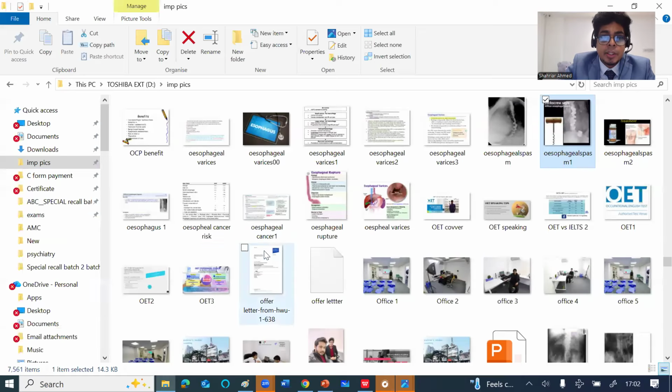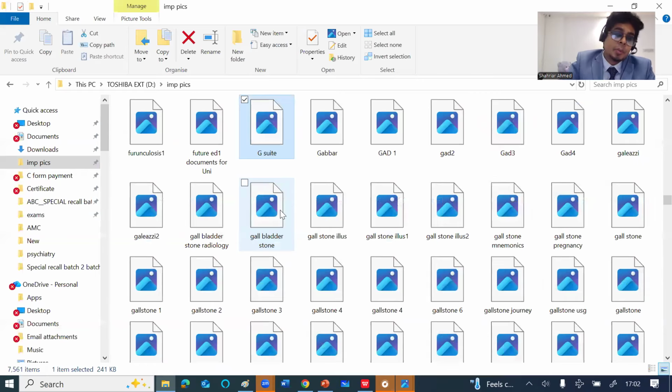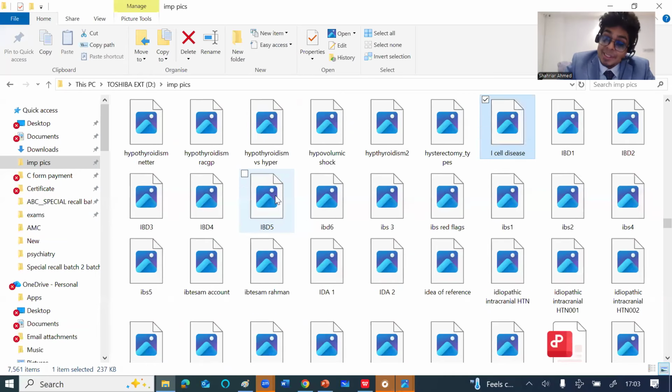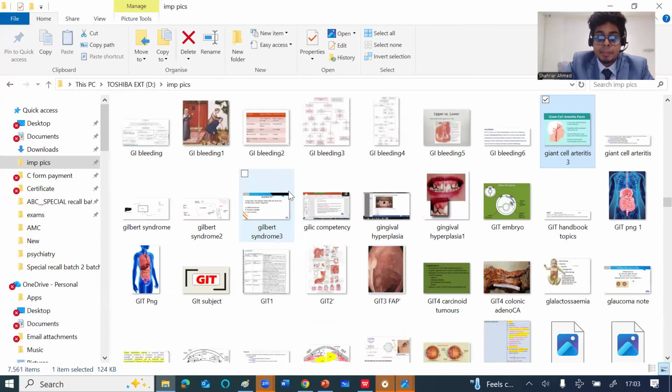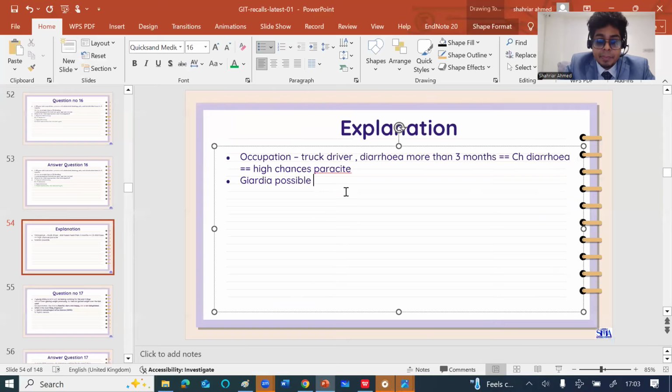So it is possible that this one can be Giardia. And one more thing in AMC, Giardia-related things are tested a lot in the main exam. Giardia is a badminton-shaped parasite.